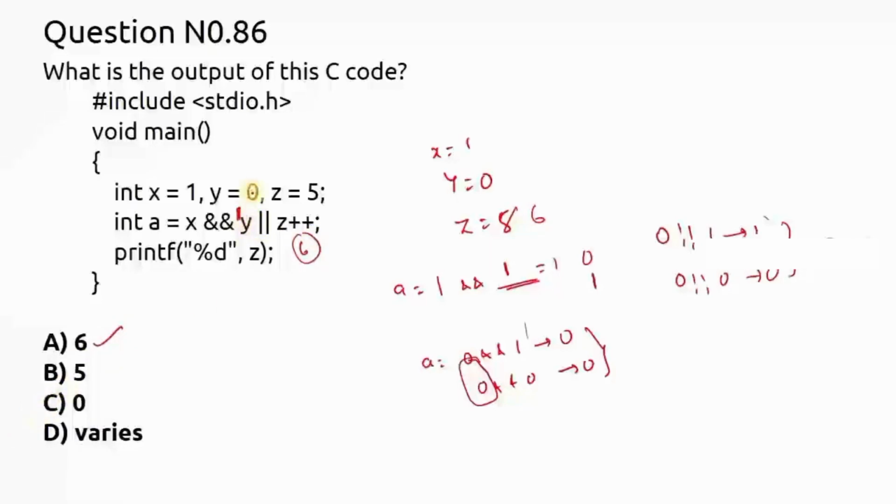Suppose here the y value is, let us suppose I take 1 here, what happens? 1 or something is always 1, no? That's why it will not check. Directly, whatever the z value is there, 5 will be printed. If I take y equal to 1, then the z value will become 5 only. You can check this: change the y value to 1 and check the z value, you will get the answer as 5. So this is what happens with the logical AND and logical OR operators. So in our question the answer is 6. Remember this carefully.